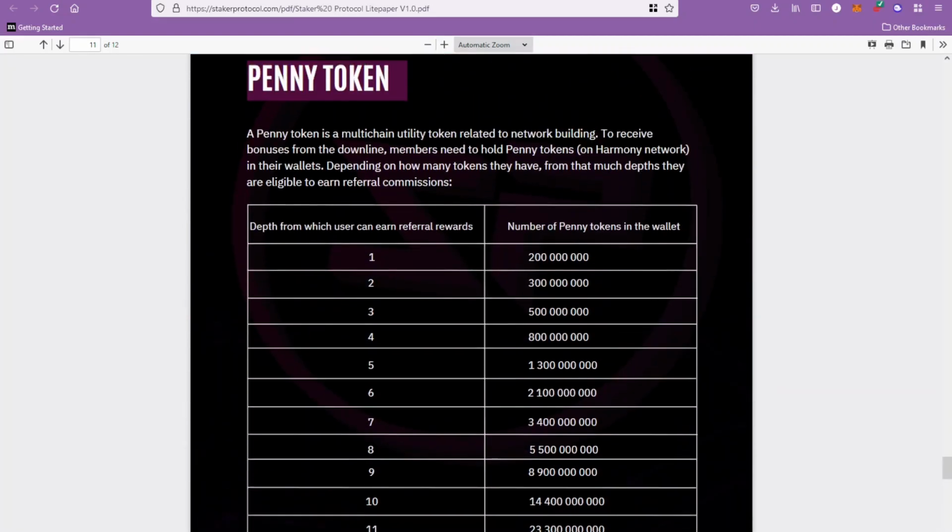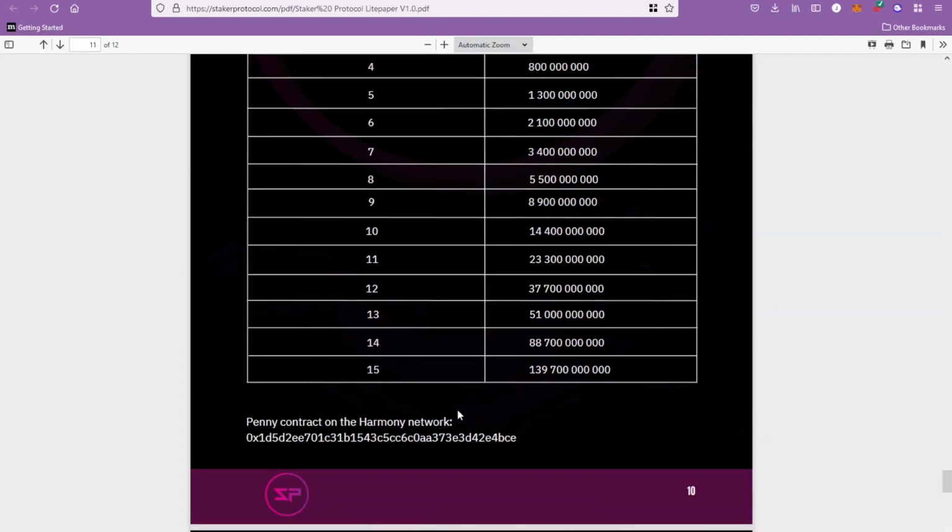And finally, this is that Penny token I was on about there. You need to hold a certain amount of this Penny token depending on the amount of referral rewards you can get. So if you want one tier, then you need to hold 200 million, 300 million, and so on and so forth.